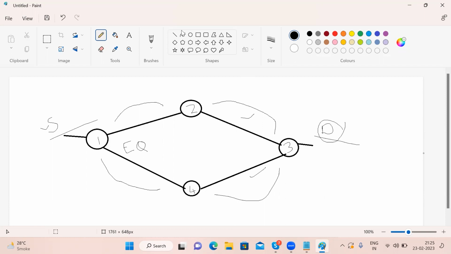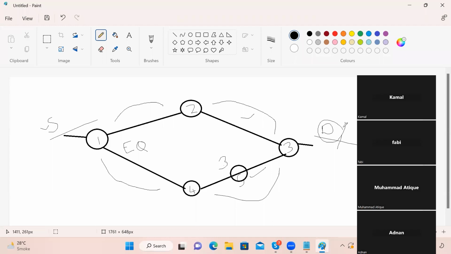But in this case, let me add one more router over here. Which path will be the preferred one? Anyone? Now from the bottom, how many hops do you require? Now you require three hops. Router 1 will hop to router 4, router 4 will hop to router 5, and router 5 will hop to router 3. That means you require three hops to reach the specific destination.